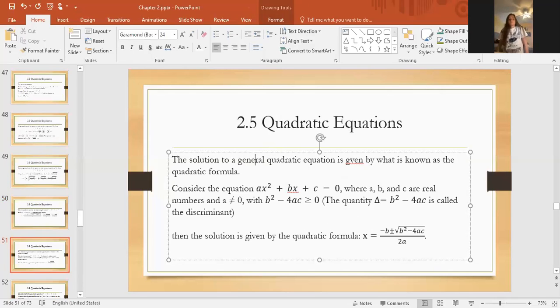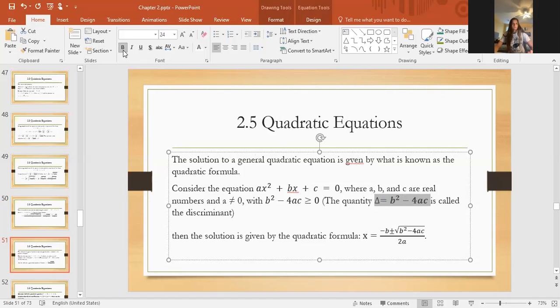So if you have a quadratic equation, ax squared plus bx plus c equals 0, you can compute what we call the discriminant of the equation, which is b squared minus 4ac. If this discriminant is negative, there is no real solution. There might be complex solutions. That is, the solutions could be complex numbers. We are not working on that now.